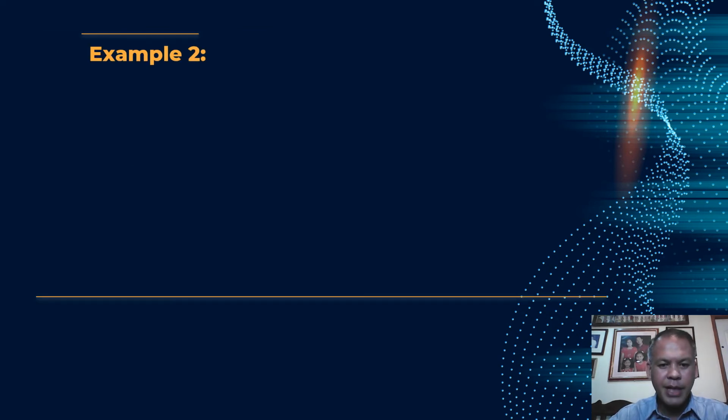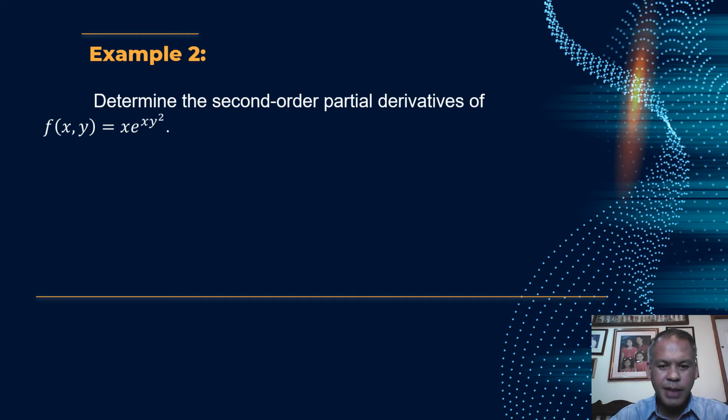Let us have another example. Example number 2. Determine the second order partial derivative of f of xy is equal to x e raised to xy squared. For the solution, first, we are going to find the first derivative of the function with respect to x. So using the derivative of the product and also the chain rule.